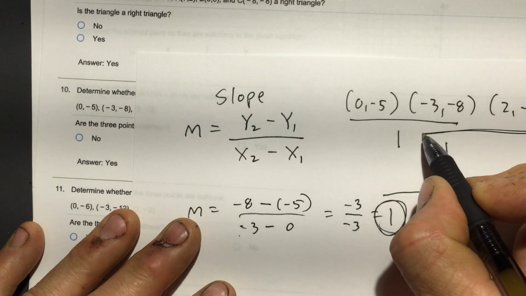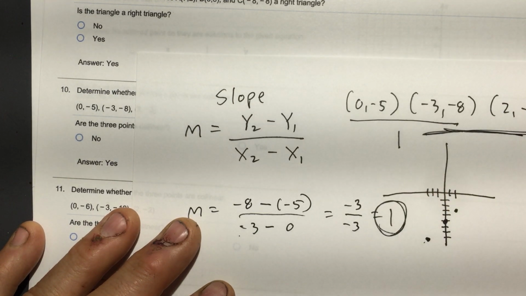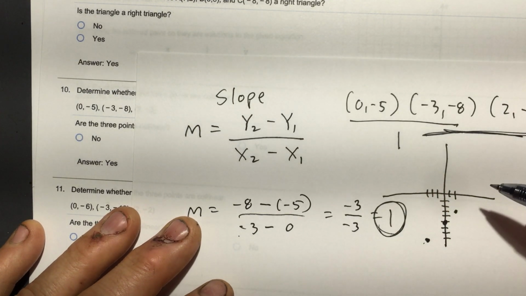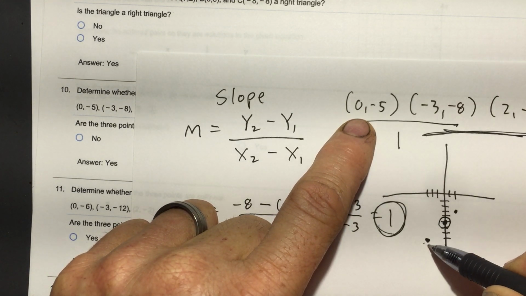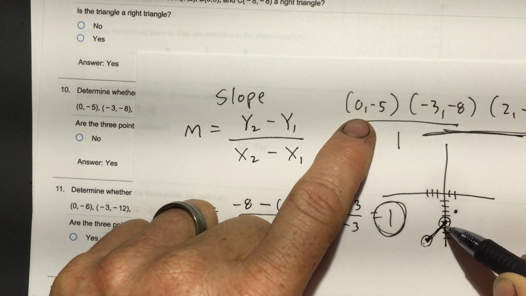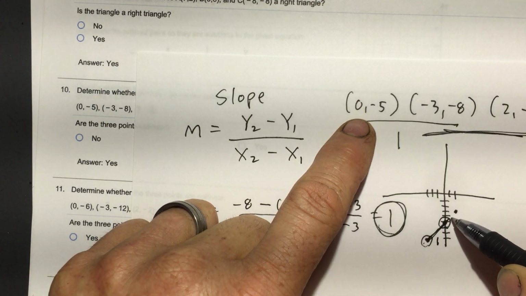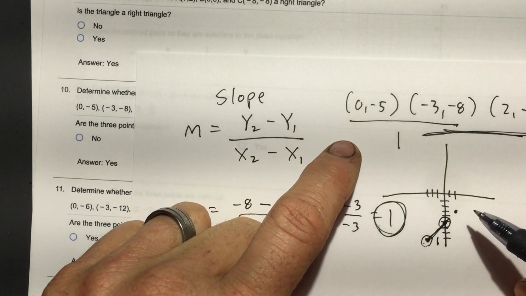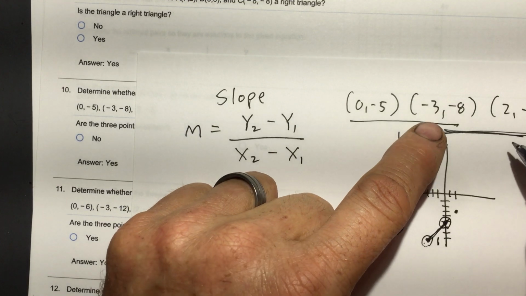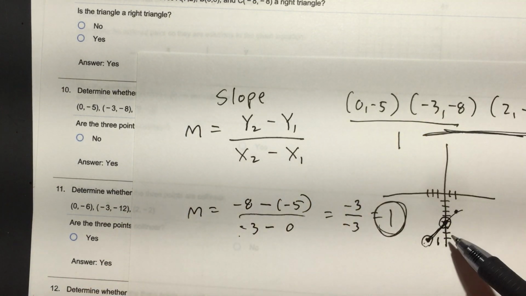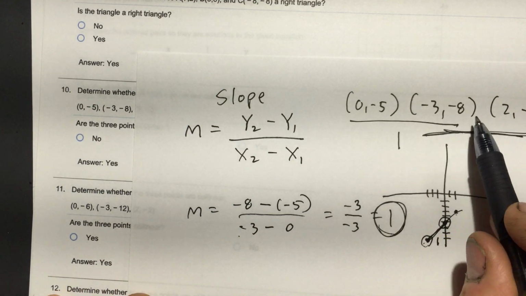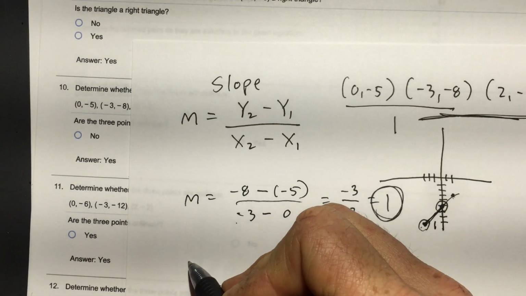Okay, now I'm going to do the slope of these two. All right, so let's get a visual here. 0, -5 was this one. -3, -8 was this one. So the slope here is 1. Now I'm going to do these two here. And if I get 1 for that, that means they're all collinear. Actually, I'm going to do these 2 points, I think, is what I underlined. So let's do the slope for that.